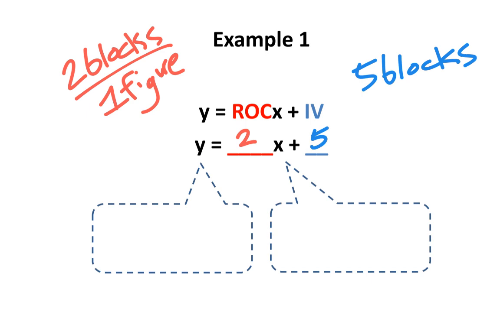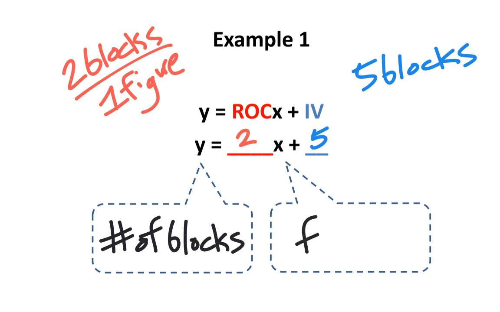Therefore, this situation can be represented with the equation y equals 2x plus 5, where y represents the number of blocks, since that is on the y-axis, and x represents the figure number, since that is on the x-axis.